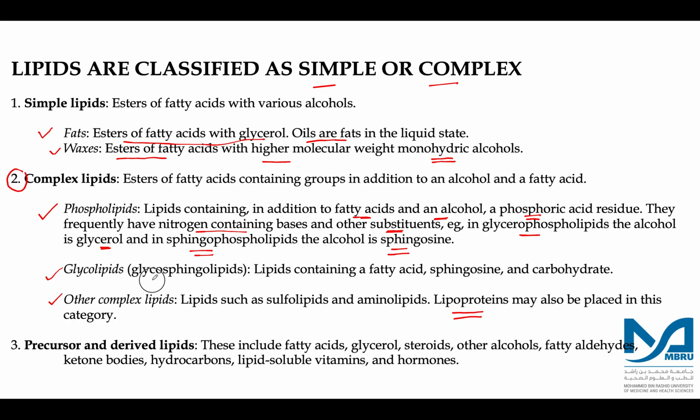Glycolipids, sometimes also known as glycosphingolipids, are lipids containing fatty acid. The alcohol is sphingosine, and along with fatty acid and sphingosine, they also contain carbohydrate. In the other complex lipid group, we have the sulfolipids and the aminolipids, but the most important are the lipoproteins, which are responsible for the transport of lipids between various organs inside the body.